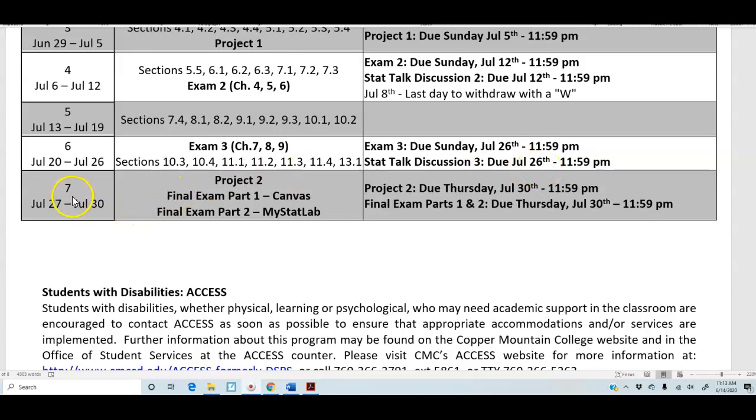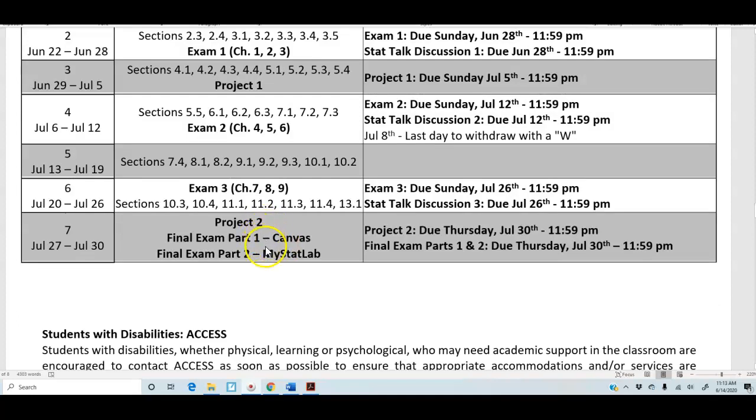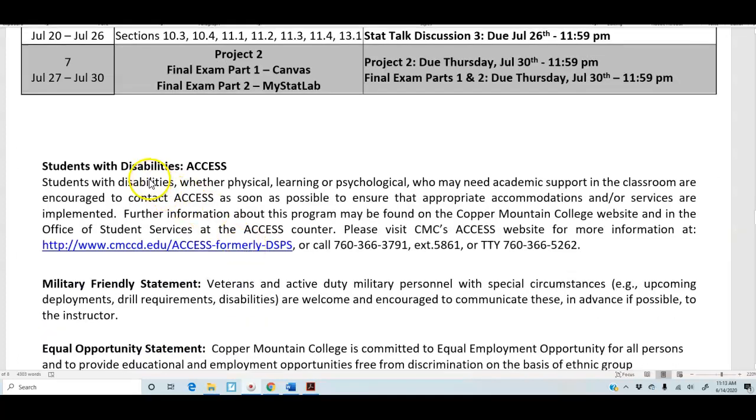And then week 7, which is the final week, Project 2 is due on July 30th, in addition to Final Exam Part 1, which is on Canvas, and Final Exam Part 2, which is on My Stat Lab. Now again, these are the due dates for July 30th. It doesn't mean that you wait until then to complete that. So again, pace yourself throughout the course, because this is a 7-week course. And so you want to make sure that you're staying on top of everything to be able to complete your assignments.